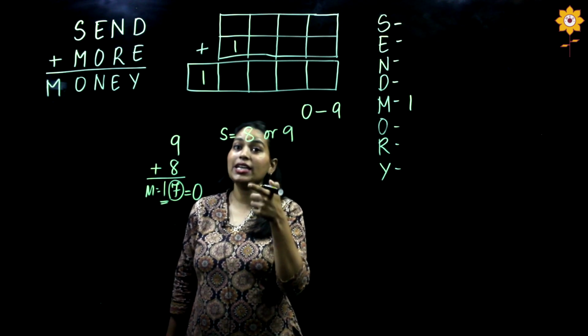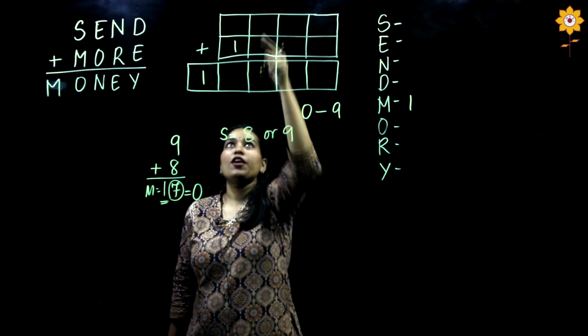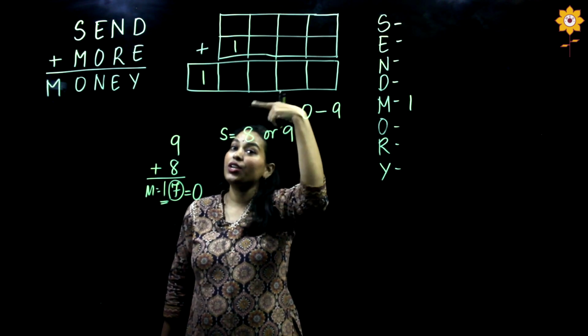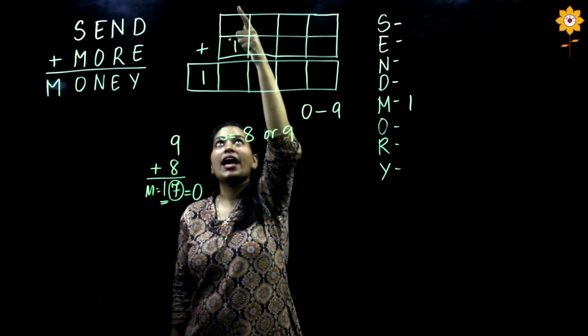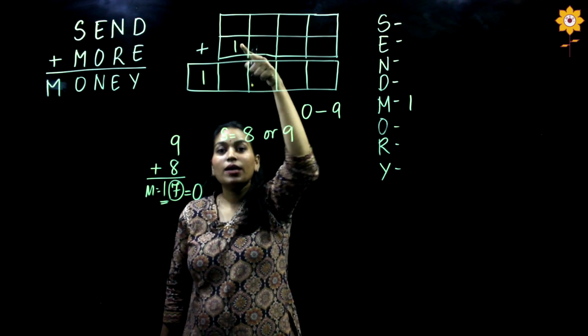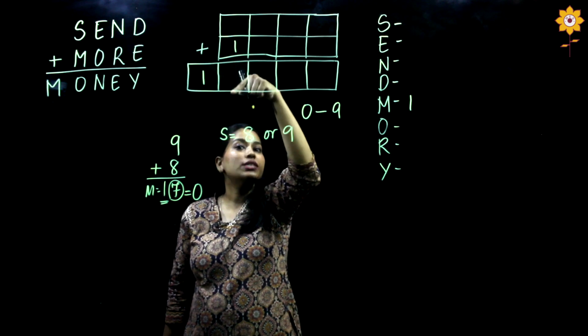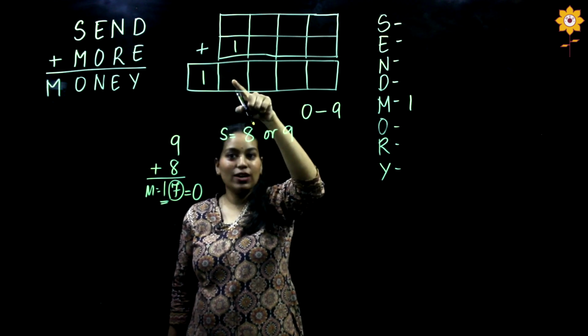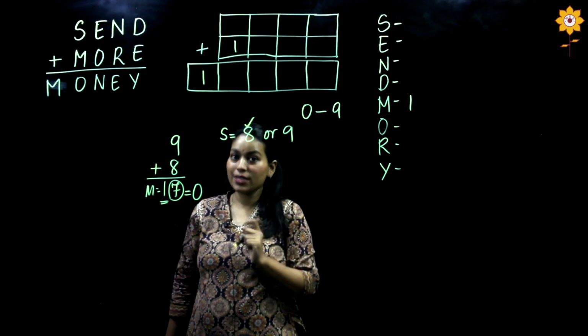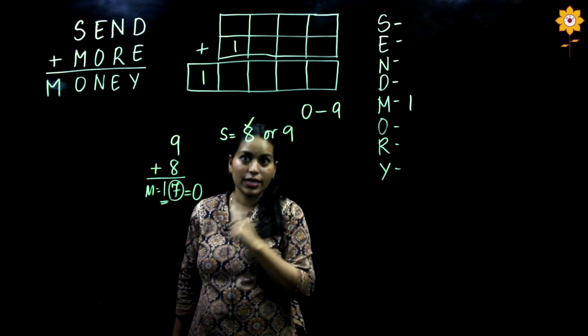Now, how will it be 8? It will be 8 if E plus O equal to N is generating a carry. If it generates a carry, that 1 will come over here. That 1 plus this 1 plus 8 will give you 10, which will give O the value 0 and a carry is generated. So S can be 8 in that case, if there is a carry that is generated, right?